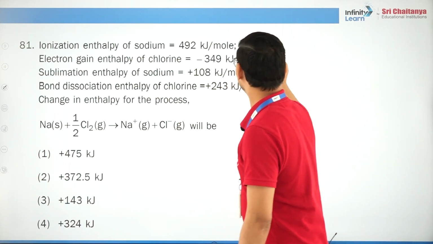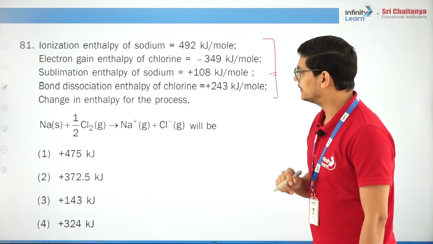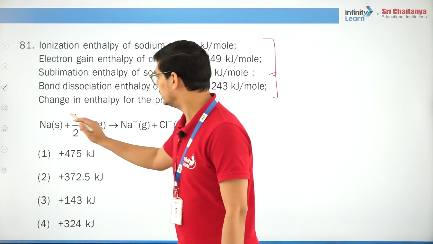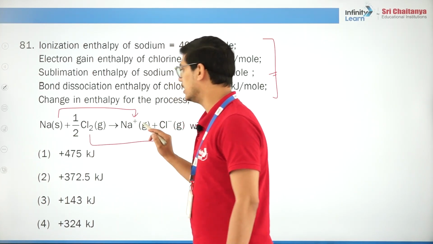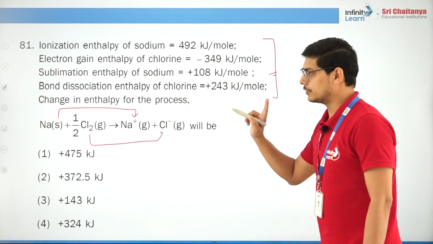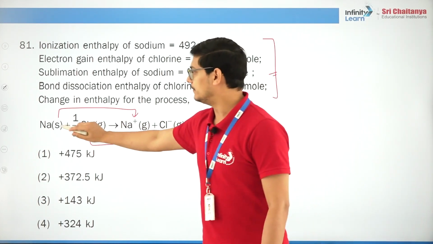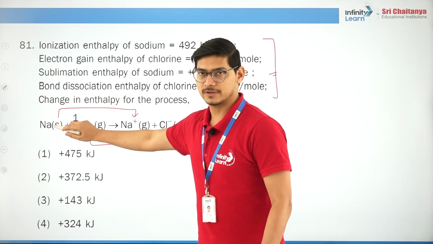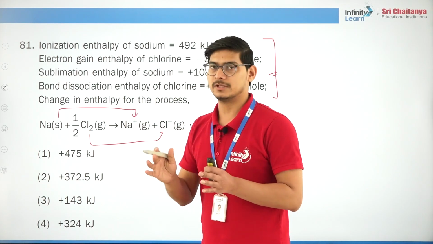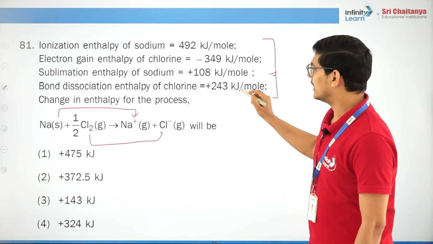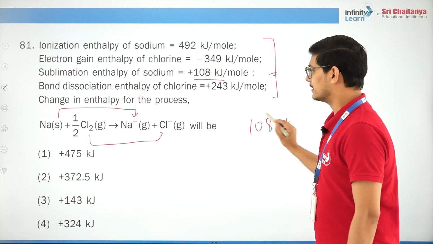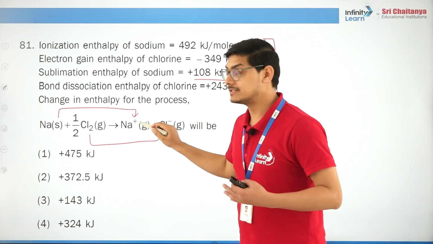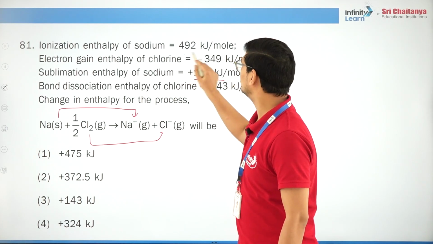These values are given to you guys, and change in enthalpy for the process. So if you see carefully, sodium is converting to this and chlorine is converting to this. So you can say sodium is undergoing two processes. First, we are subliming sodium, right? We are converting solid sodium to gaseous sodium. So what is the enthalpy change? Sublimation enthalpy of sodium is 108 plus, then we are removing an electron, ionization enthalpy of sodium, which is given to be 492.